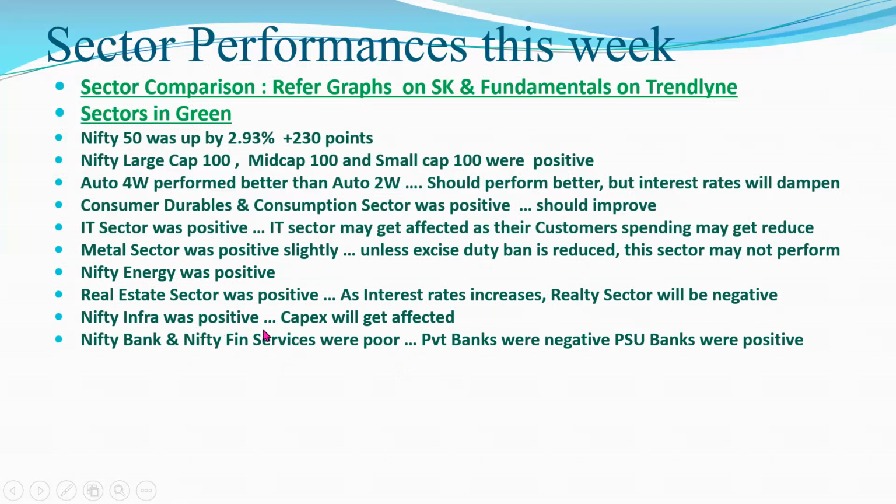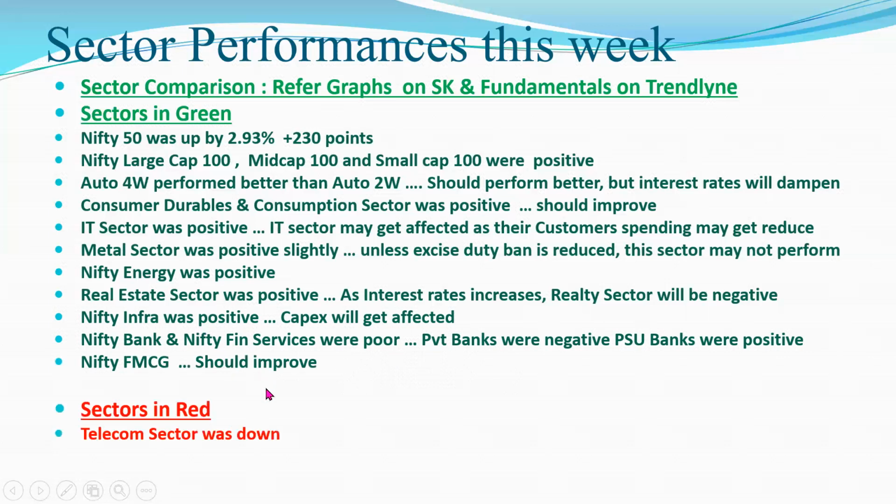The Bank Nifty and Nifty Financial Services performance this week was poor. Private banks were more negative, PSU banks were positive. FMCG will improve if the rural demand increases, provided we have a good rainy season. The red sectors: telecom sector was down this week. Nifty Pharma and Healthcare was down.